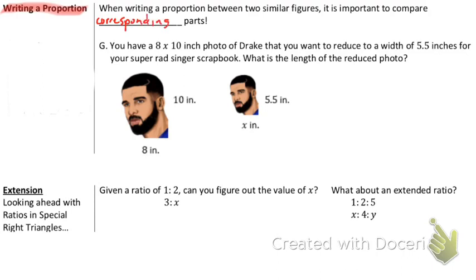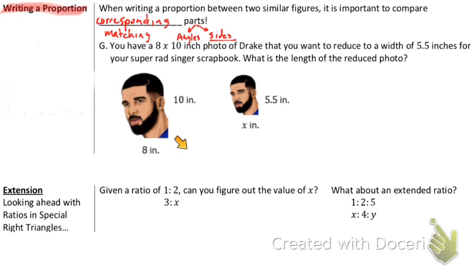Again, corresponding parts. Corresponding just means matching. Okay, and the parts we're talking about, there's two types of parts. There's corresponding angles and corresponding sides. For this example here with Drake, we're really going to focus in on the sides, okay? So if you read, it says you have an 8x10 photo of Drake that you want to reduce to a width of 5.5 inches for your super rad singer scrapbook. What is the length of the reduced photo?